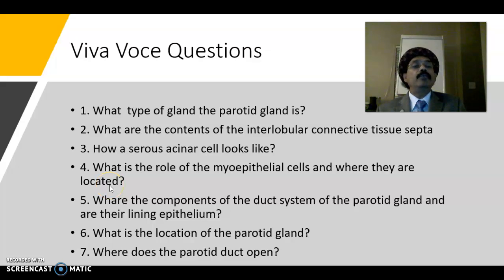What is the role of the myoepithelial cell and where are they located? They are located between the acinar cell and the basal lamina. They are also located around the intercalated duct. They squeeze the duct and acinus to get the secretion out.